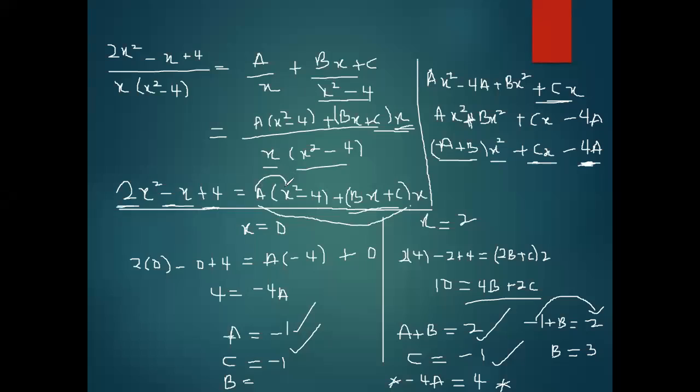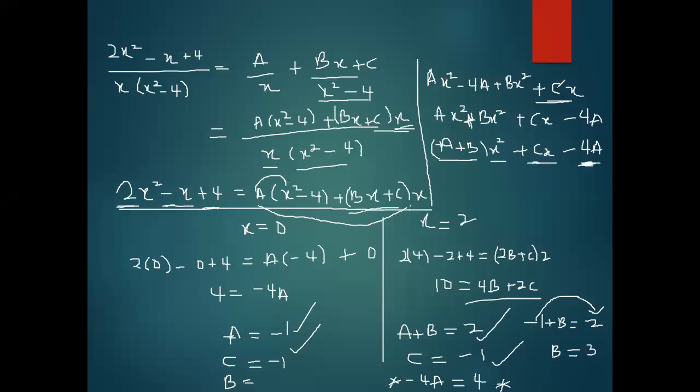a times x squared will give you a x squared. a times 4 will give you minus 4a. b x times x is b x squared. And then c times x will give you c x. Are we okay now? Yes, sir.